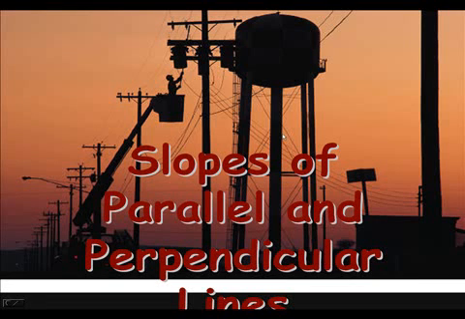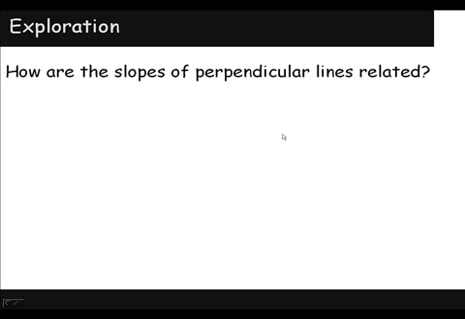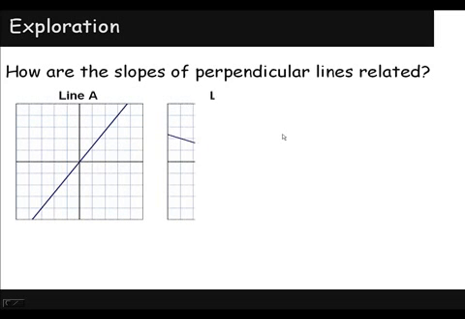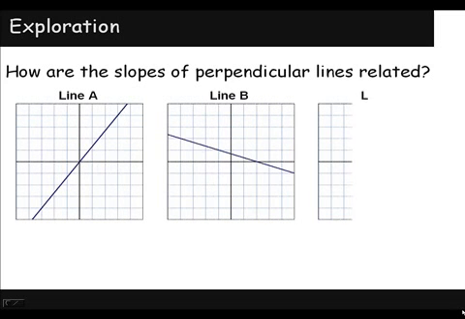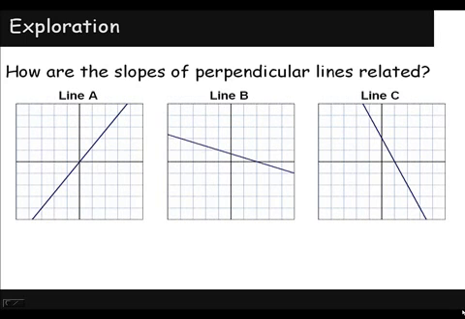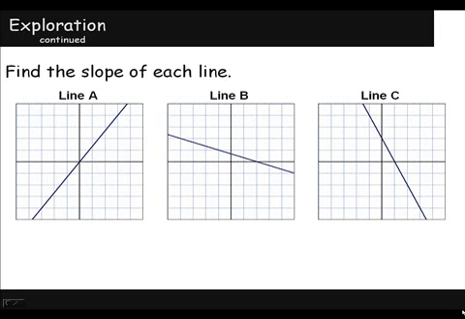Slopes of parallel and perpendicular lines. How are the slopes of perpendicular lines related? Find the slope of each line. Well, we can find the slope by using the formula: slope is equal to the second y minus the first y over the second x minus the first x.